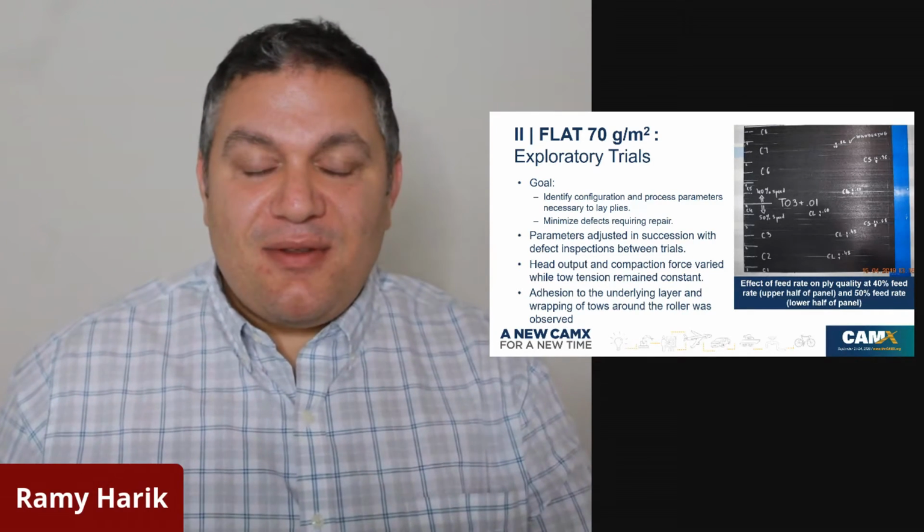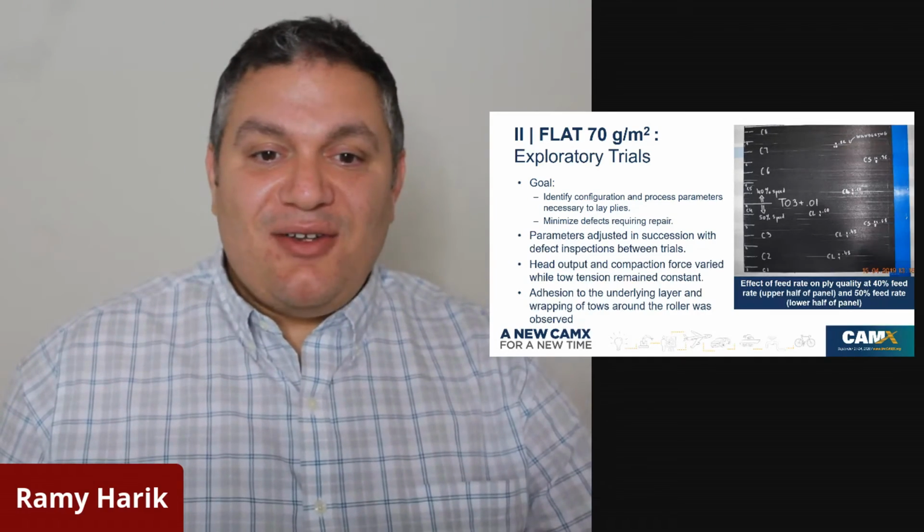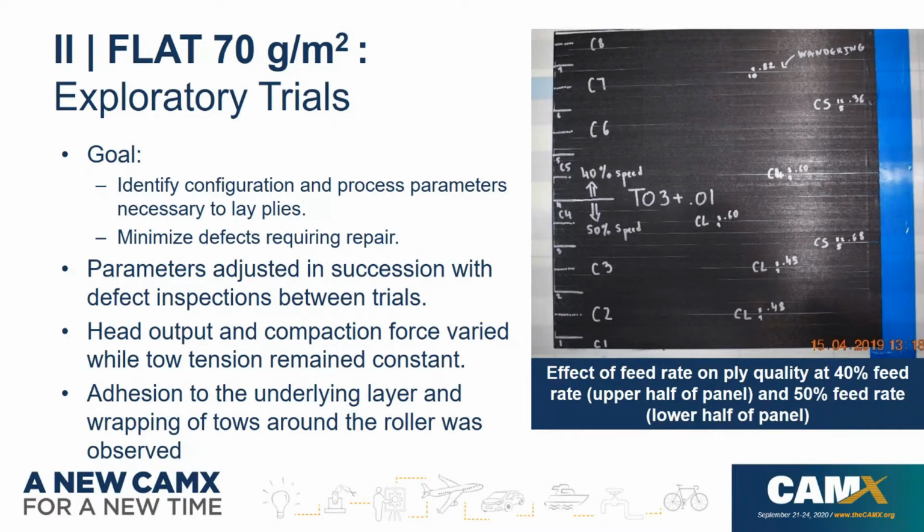The first experiment in the exploratory trials was using the 70 GSM material on a flat surface. As you can see here, the goal is to identify the process parameters that are necessary to lay the plies. Obviously, we always want to minimize the defects. You can see how much we have annotated every layup. Several courses were run at a certain speed, other courses at a different speed. You can see we looked into tow wandering, gaps, overlaps. We did some measurements.